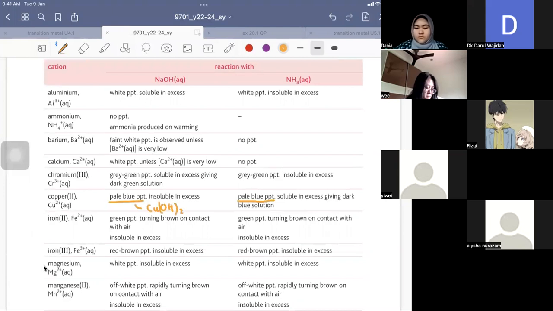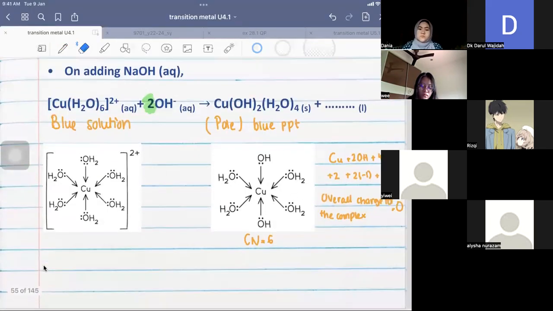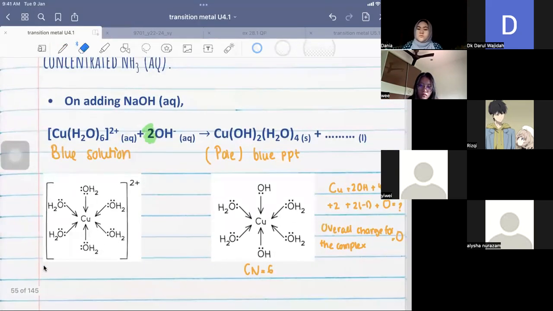Done, right? Copper hydroxide. But actually, there's also four water ligands or water molecules around it. Will it be wrong if you don't write down the full formula? No, it will not be wrong. You can write down copper hydroxide, just CuOH2. However, the problem comes when you want to balance the equation. Imagine you did not have the 4 H2O. How are you going to balance the 6 H2O here?